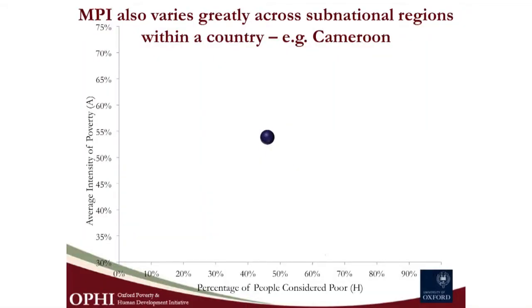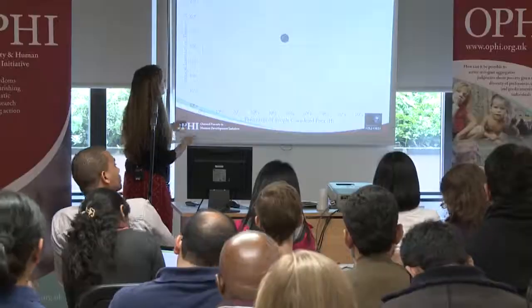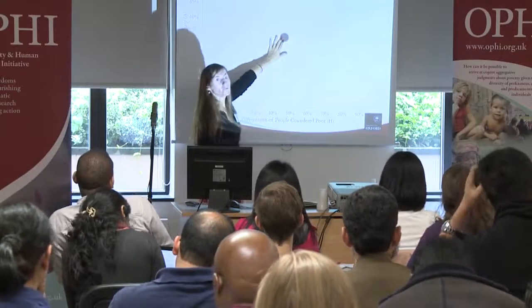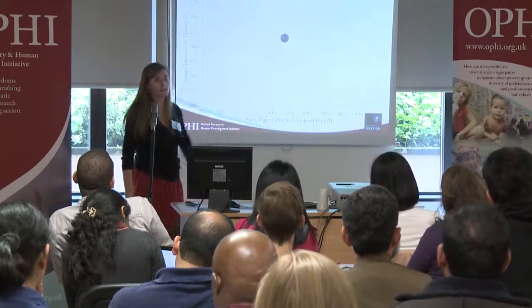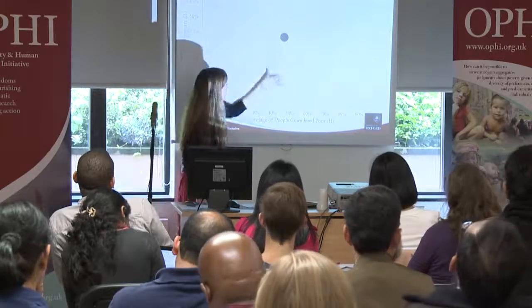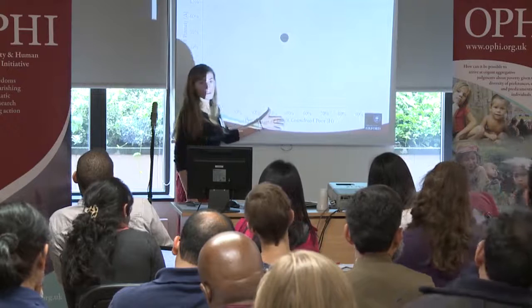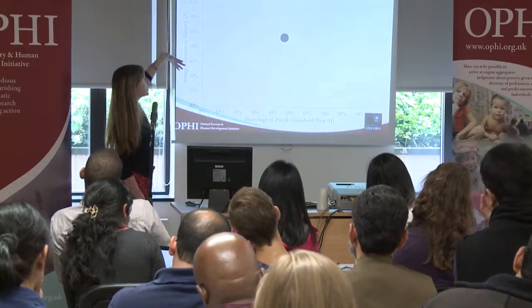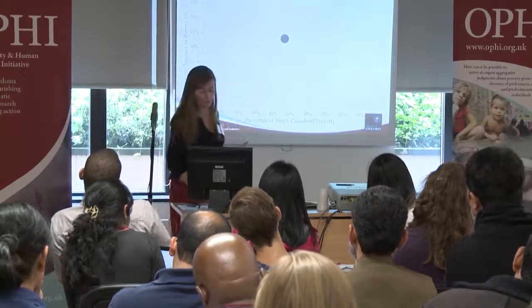And now I think these are my last slides. This is just to show you these breakdowns or decompositions that are possible to be done with the MPI. Basically, here we are presenting our national result for Cameroon. This is one of the updated countries this year. And so here we have the H, the proportion of people who are MPI poor, and in the vertical axis we have the average intensity of poverty in the country.